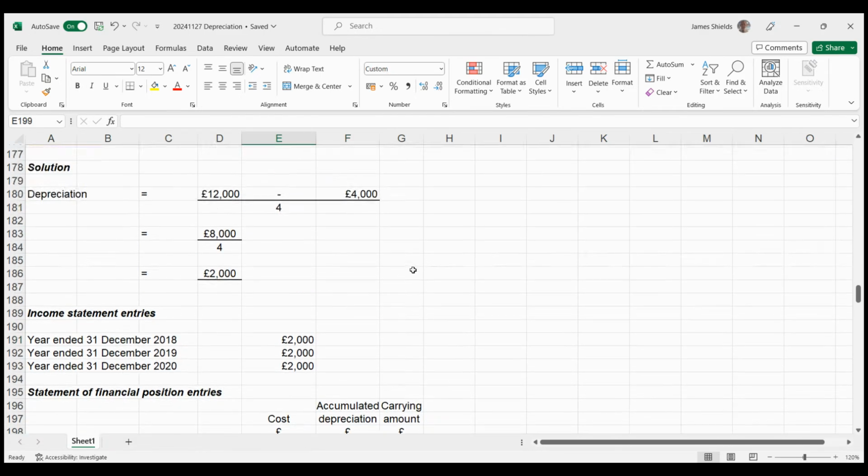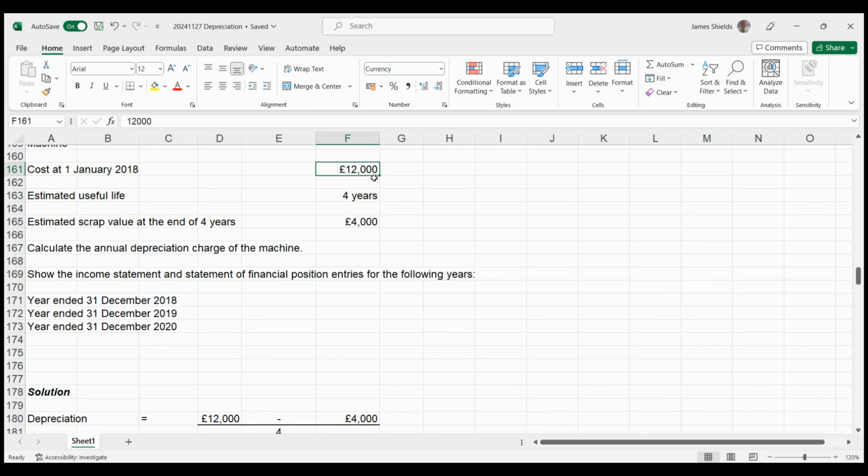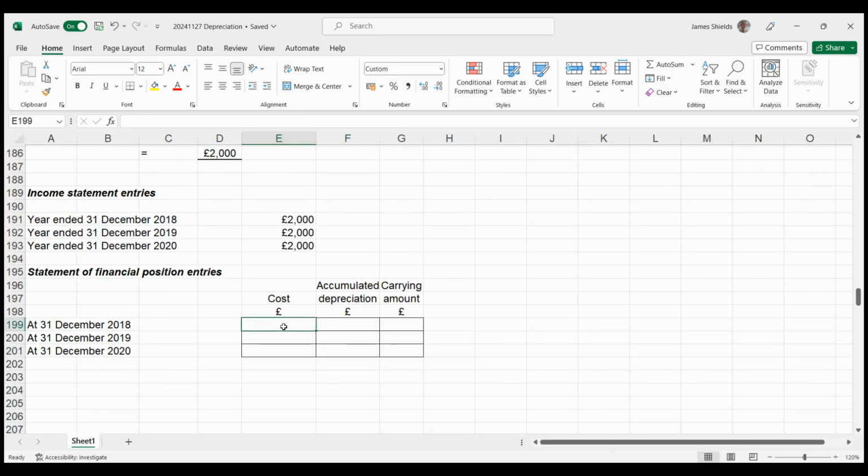So in the cost. So back to the question. The cost was £12,000. So it's going to be the same for each year. Accumulated depreciation. So the 31st December 2018, we had depreciation of £2,000. That's £2,000 there. 31st December 2019, we had £2,000 from 2018 and £2,000 from 2019, so that's a total of £4,000. And the 31st December 2020, we had £2,000 from 2018, £2,000 from 2019, and £2,000 from 2020 gives us a total of £6,000.